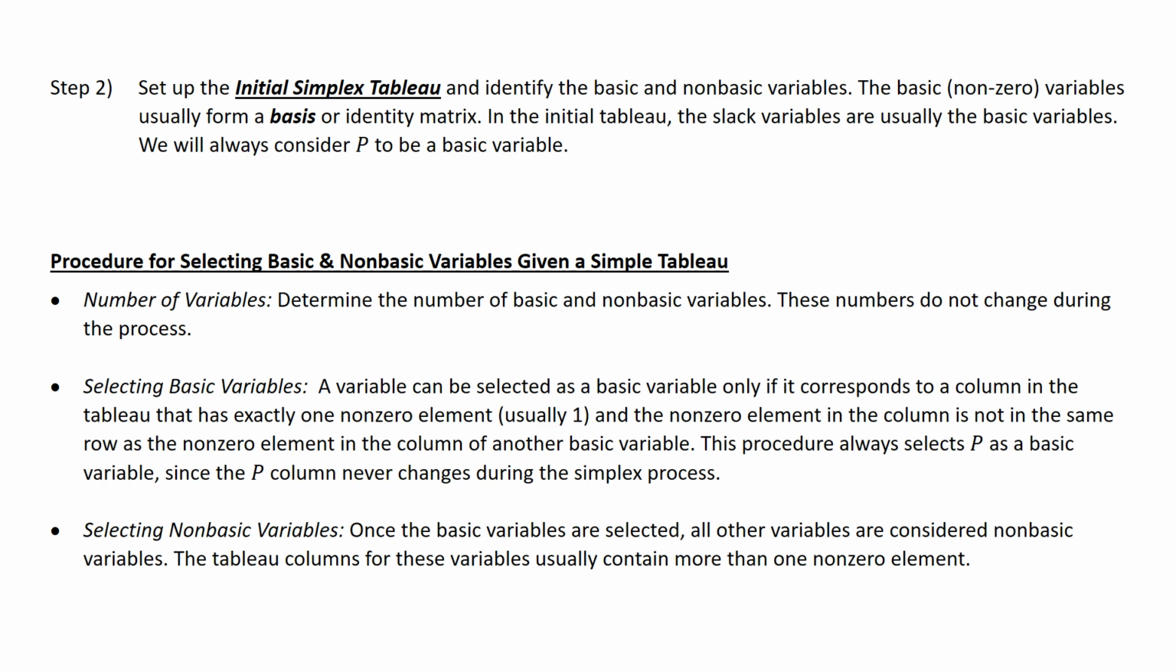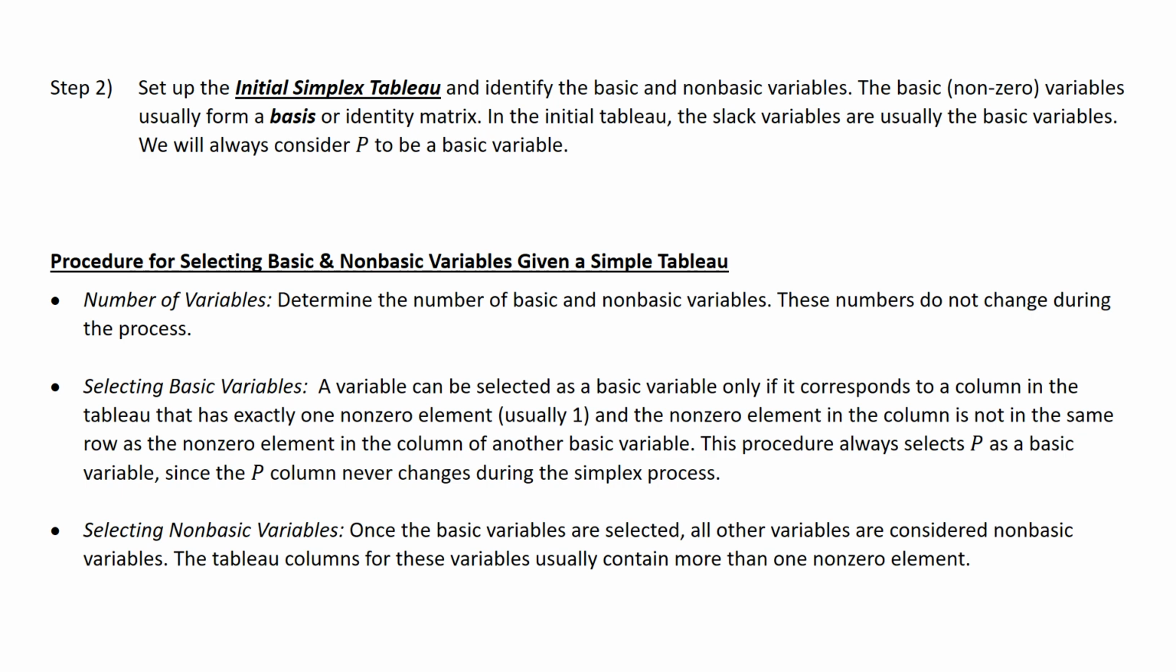The next step is to set up the initial simplex tableau and to identify the basic and non-basic variables. Remember, the basic variables are non-zero, and when we see them in matrix form, they're usually going to form a basis or the identity matrix. In the initial tableau, the slack variables are usually the basic variables, and p, or whatever you're labeling your objective function to be, is always going to be considered a basic variable.